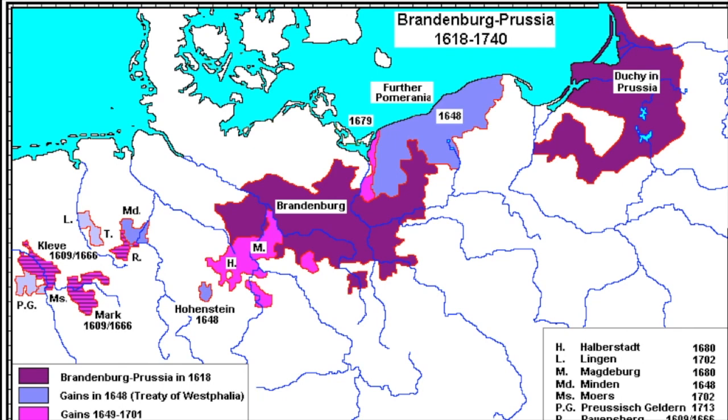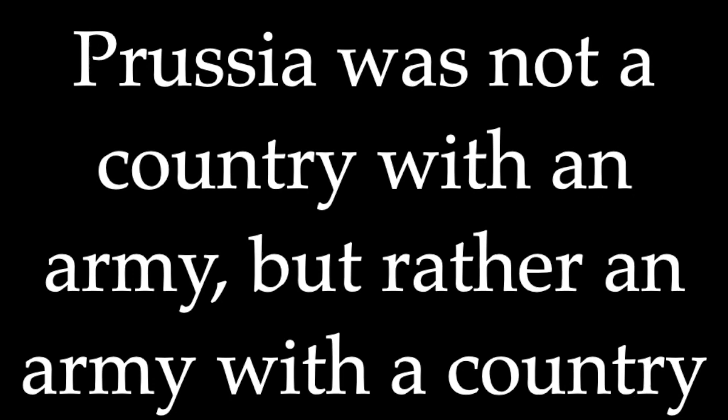So they established mandatory military service for all young men in Brandenburg-Prussia. So that by the time we get to the 18th century, we have a phrase that we can attach to Prussia, after Brandenburg-Prussia gets shortened to just Prussia. We have a particular phrase which is fairly easy to remember, and many students in the past tend to remember this phrase for Prussia and how we can describe it, which is this. Prussia was not a country with an army, but rather an army with a country.